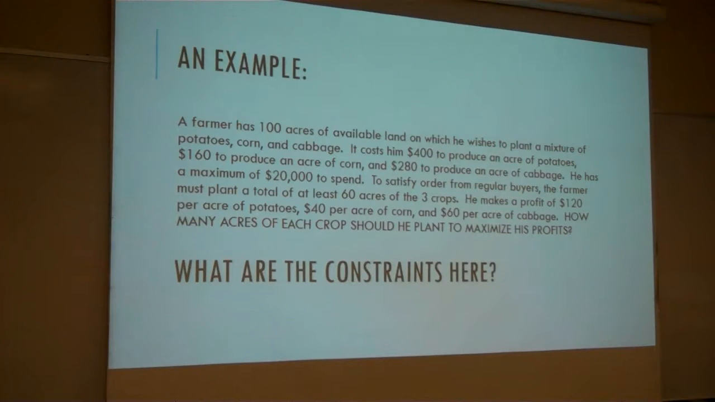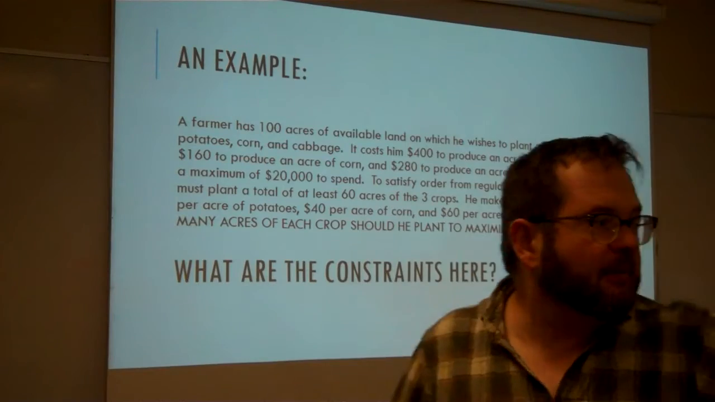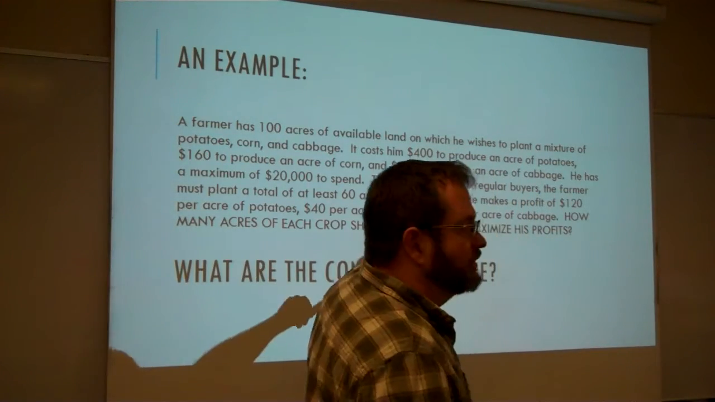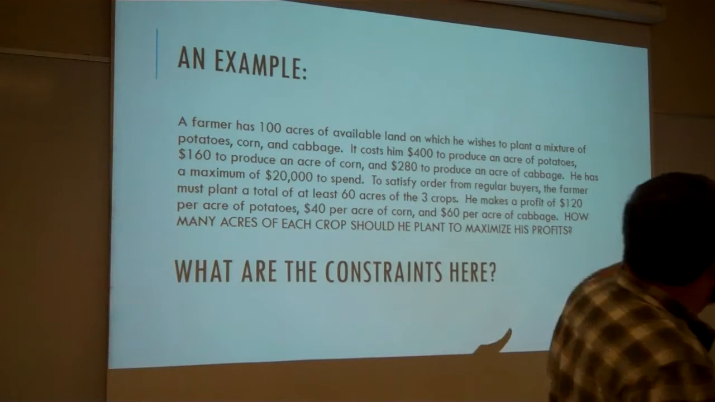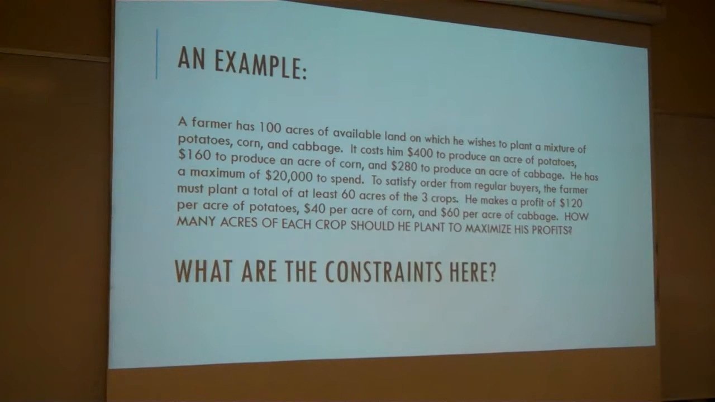Okay? All the prices have to be, I guess it has to be at least 20,000. Is that what it means? Nope. He only has $20,000 to spend. Yep. So however much it costs per acre of corn plus however much it costs per acre of potatoes plus however much per acre of cabbage only adds up to $20,000.